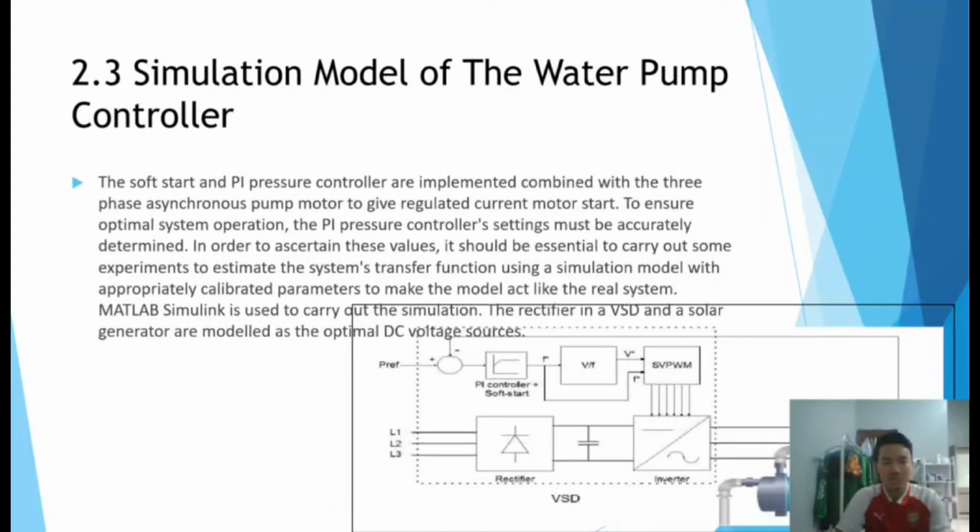So MATLAB Simulink is used to carry out the simulation. The rectifier in a VSD and a solar generator are modeled as ideal DC voltage sources.